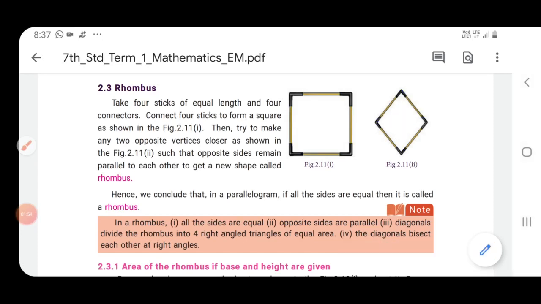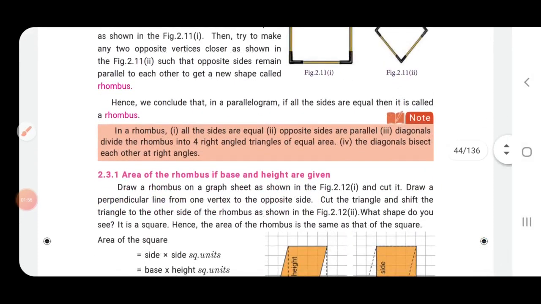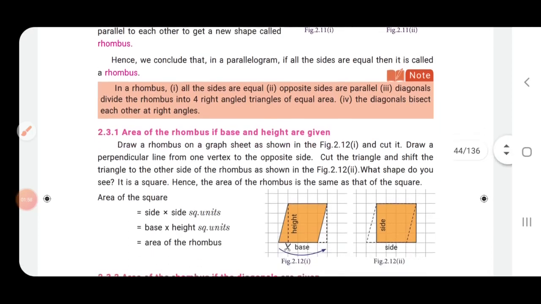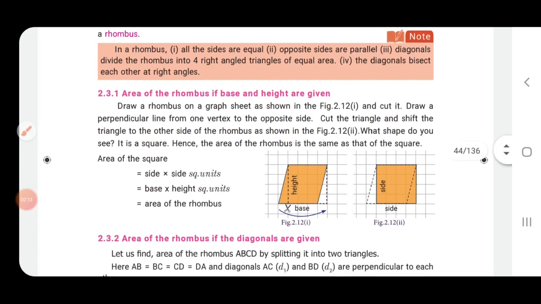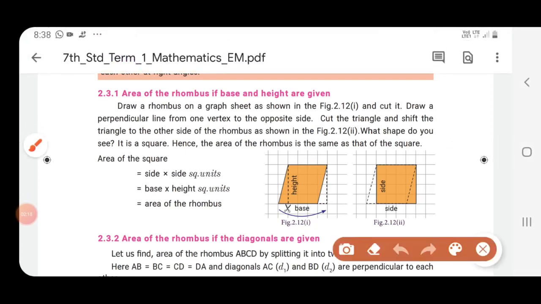Now, area of the rhombus. We have two kinds of area formula. We can find the area of the rhombus in two ways. One is when the base and height are given. Another one is when two diagonals are given. So first, base and height are given. It is very simple, like a parallelogram. We have to multiply base and height. This is the area of the rhombus.